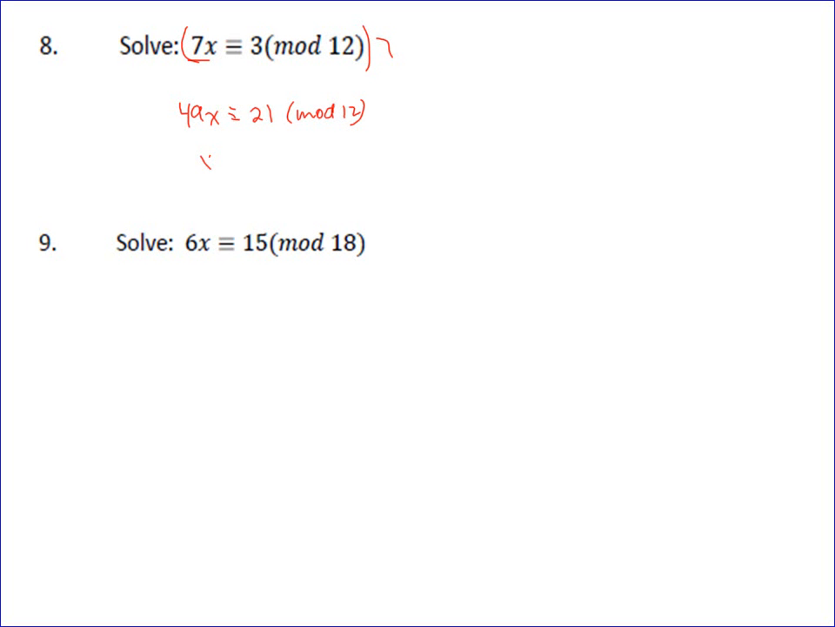Well, 49x is just equivalent to x. 21 mod 12 is just equivalent to 9 mod 12. And so 9 mod 12 is your solution.